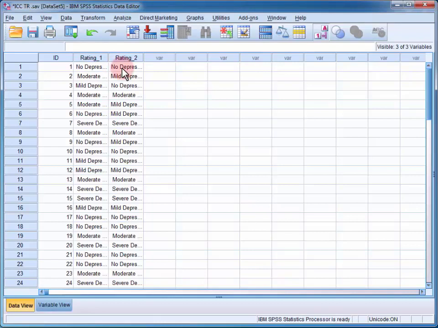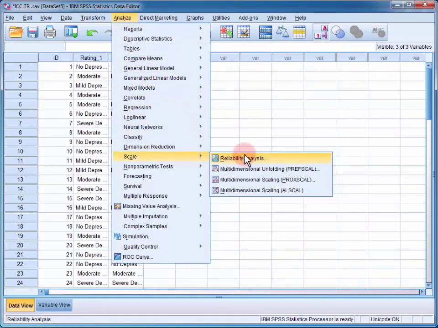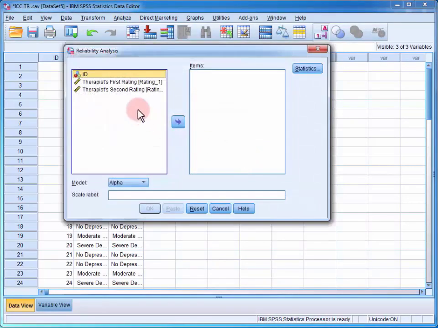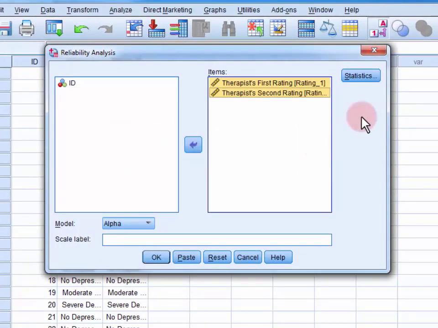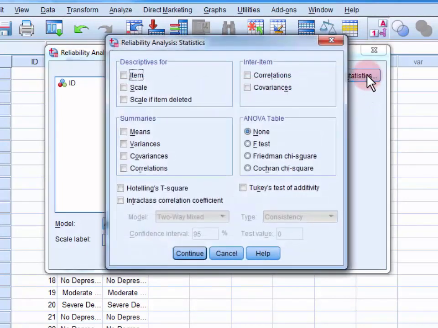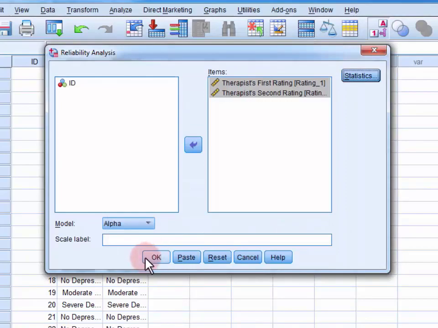To estimate the intra-class correlation for test-retest reliability, we open up the Analyze menu, go to Scale and Reliability Analysis. We move both of the ratings into the Items field, and then open up the Statistics menu. We select Intra-class Correlation Coefficient, and then from the drop-down box, we want to select the one-way random model. Click Continue to close the menu, and OK to calculate the coefficient.